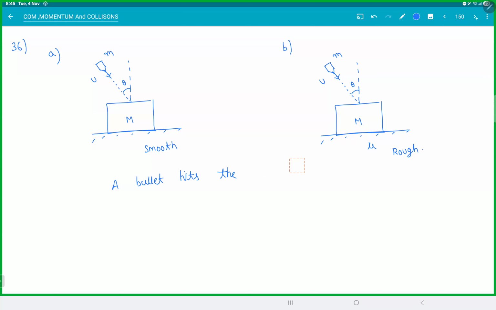The bullet hits the block as shown and gets stuck inside it, gets embedded. Assume the block does not lose contact with the floor. There is a possibility, if you hit right, that this block also can fly off. We'll not get into all that. The block remains in contact with the floor. Find the velocity of the system after collision.